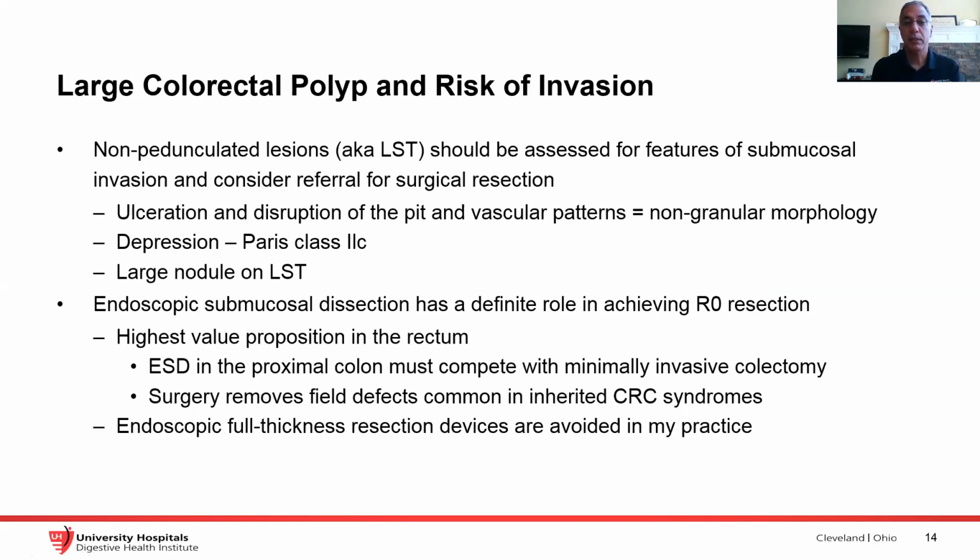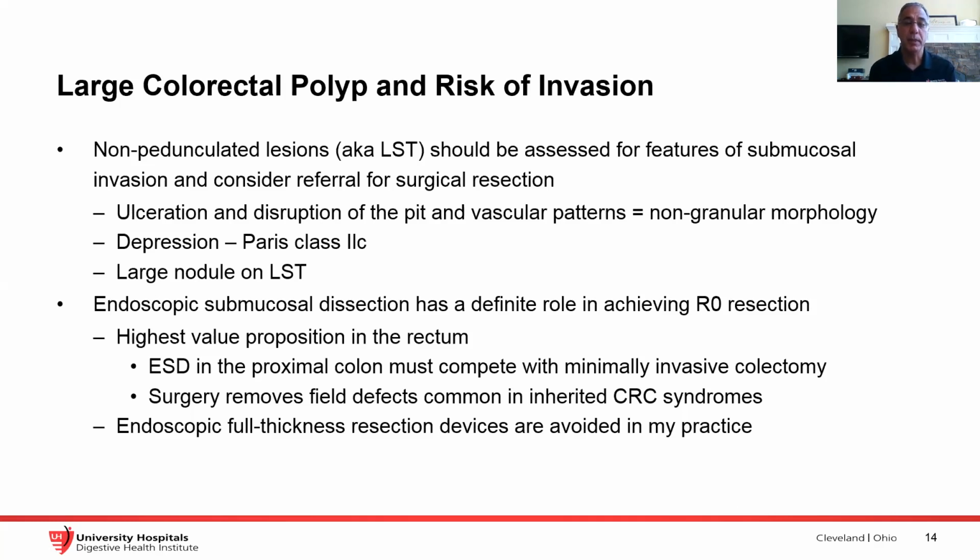What we're not talking about here are laparoscopic assisted polypectomy or transanal resection. I'm talking about here in this talk, what is the best process for the patients. And if you learn to look for ulcerations and disruption of the pit pattern and vascular patterns, that is by definition non-granular morphology. If you combine that with a depressed lesion, also known as Paris class 2C, or if a large lateral spreading tumor has large nodules on it, the risk of submucosal invasion is quite high.